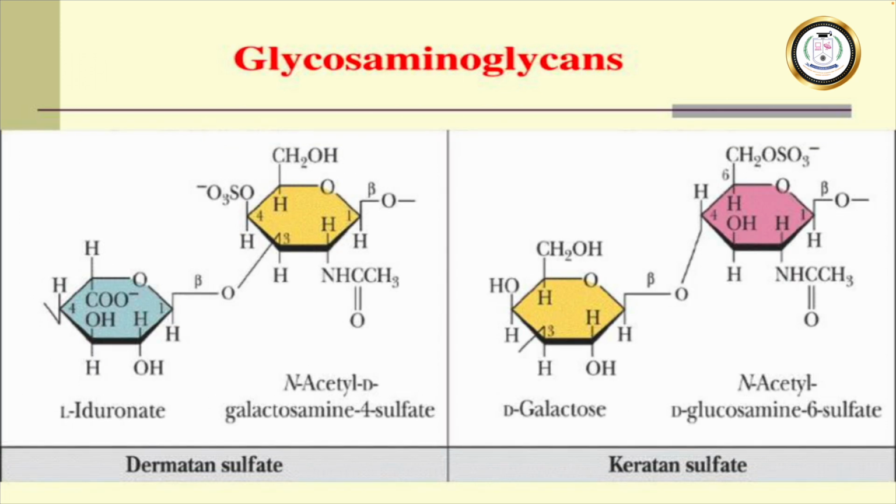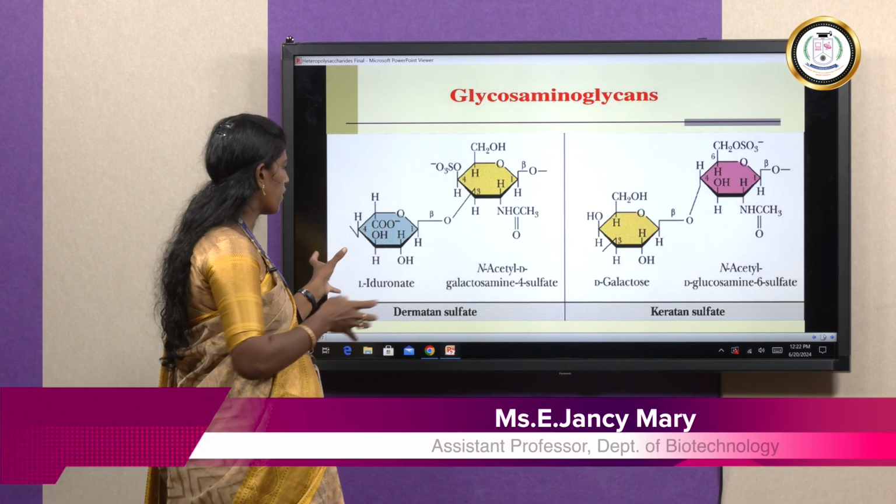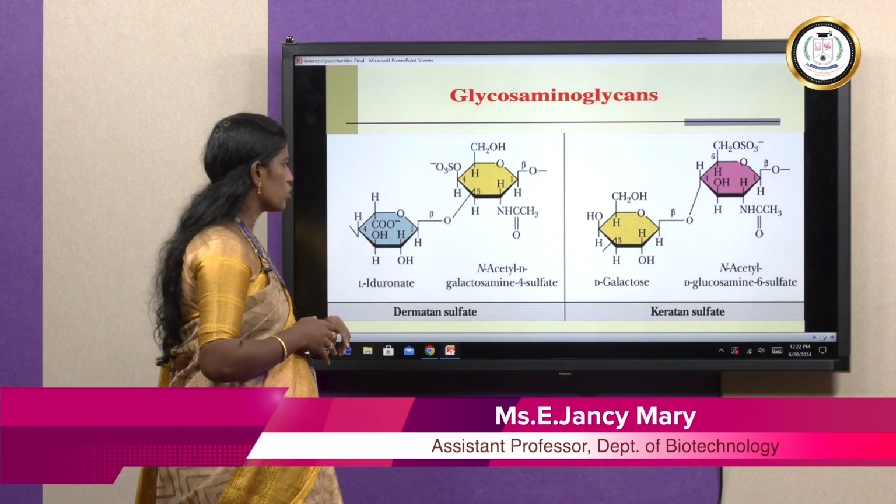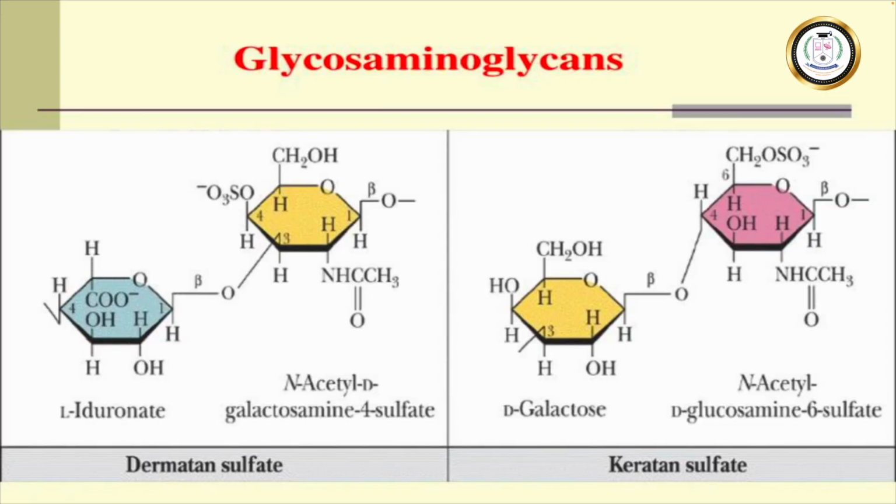Other glycosaminoglycan examples are dermatan sulfate and keratan sulfate. Dermatan sulfate is composed of L-iduronate and N-acetyl galactosamine 4-sulfate. The linkage is beta-1,3 linkage. Keratan sulfate is composed of galactose and N-acetyl glucosamine 6-sulfate. The linkage is beta-1,4 linkage.